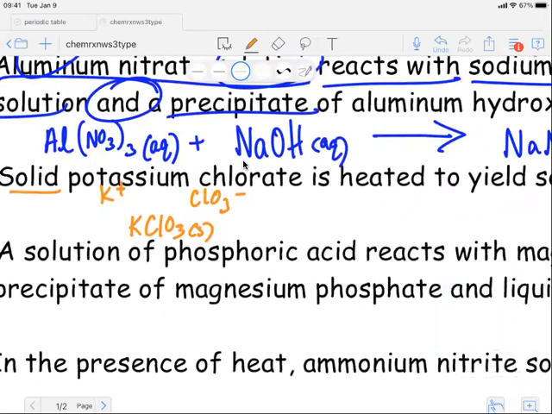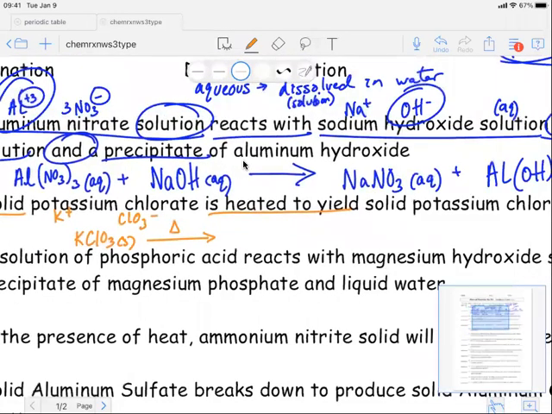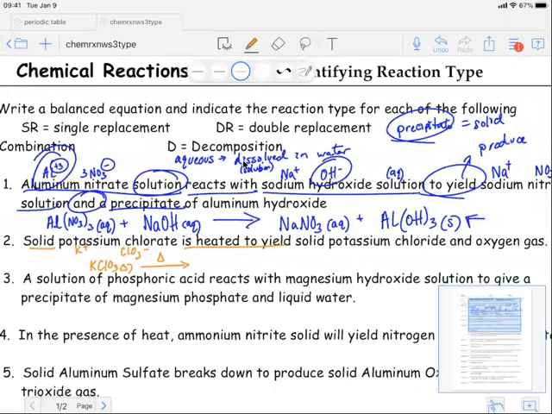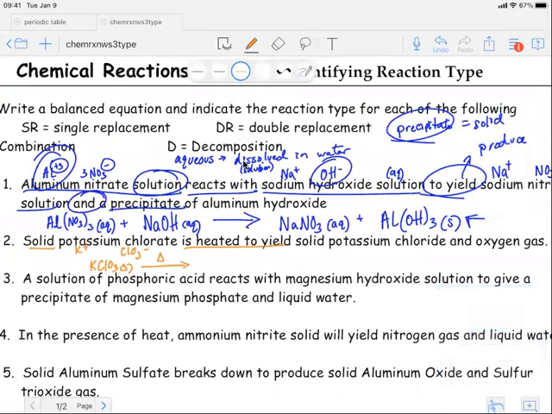Is heated to yield, okay? Is heated to yield means it is not reacting with anything, but is heated. We can represent that by putting a triangle above the arrow. So the triangle means heat, okay? So is heated to yield is abbreviated with an arrow and a triangle above it. Next, we have solid potassium chloride and oxygen gas.